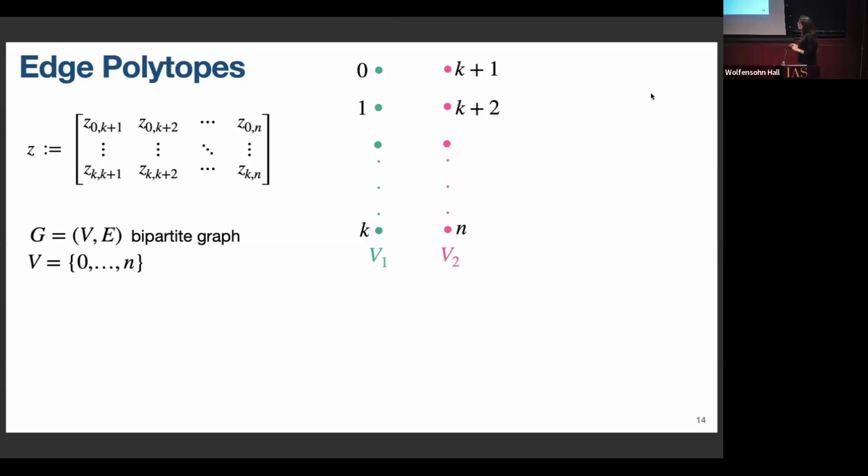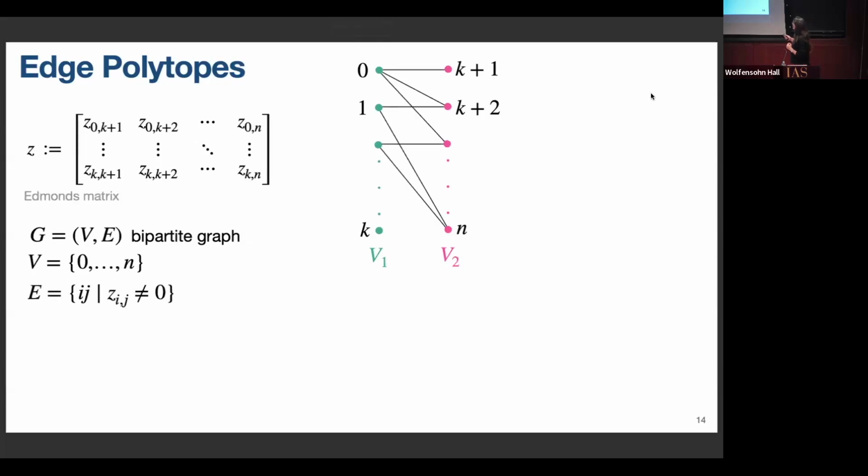edge set E. Now N for us was the total number of hyperplanes, so the coordinate axes plus the H hyperplanes. And we divide the set V into two columns. The column V1 will correspond to the coordinate axes. And if you notice, these are also what index the rows of the matrix, while V2 represents the set of columns of the matrix Z. And then we have an edge E in this graph anytime that the corresponding coordinate Zij is non-zero.